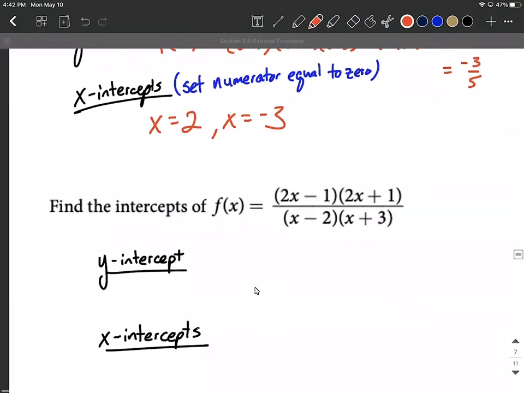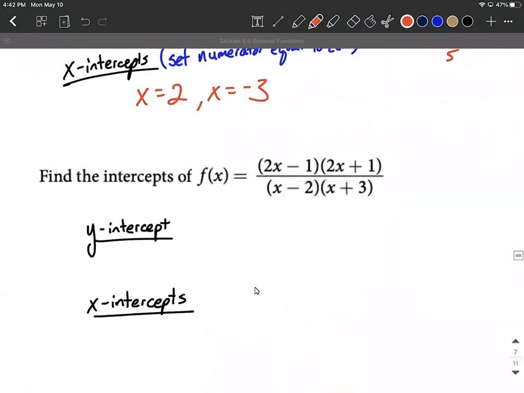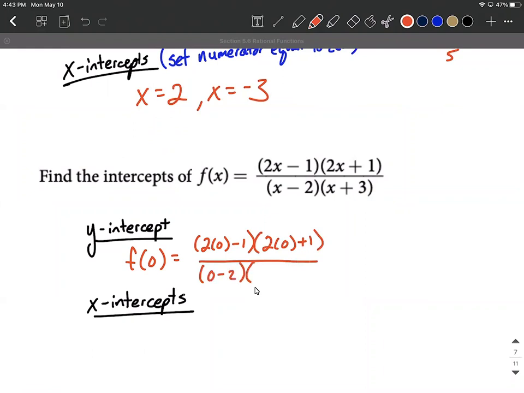Okay, similar problem here where we have a y-intercept and x-intercepts. First of all, finding the y-intercept, we're going to plug in 0 for our x. So we have (2 times 0 minus 1) and (2 times 0 plus 1) in our numerator over (0 minus 2) times (0 plus 3). With a little bit of simplifying down, this shouldn't be too bad.